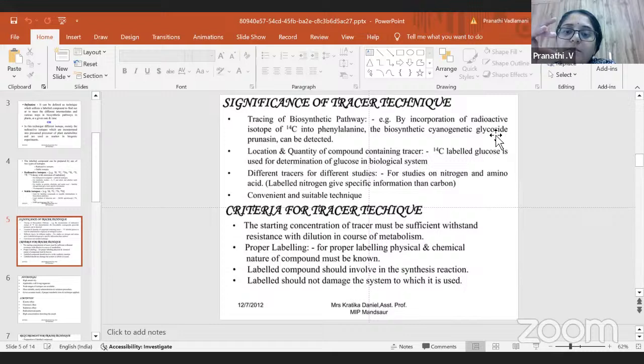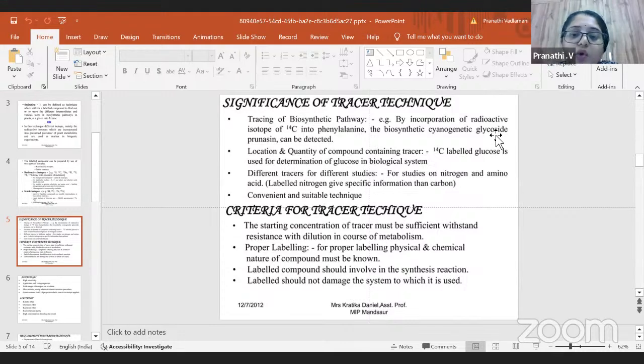The location and quantity of the compound containing the tracer is also seen. If you radioactively label glucose with carbon 14, then you can find out how much glucose is there in that particular living system. Different tracers are used for different studies, because of which you can determine the amount of that particular nitrogen or amino acid in the system.